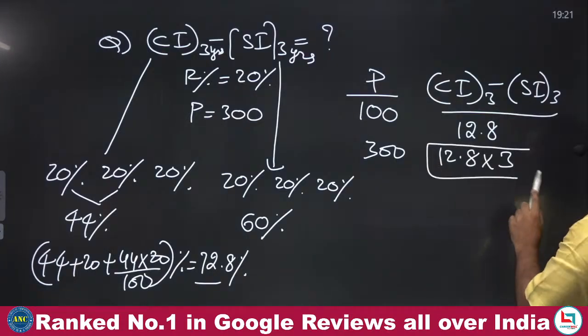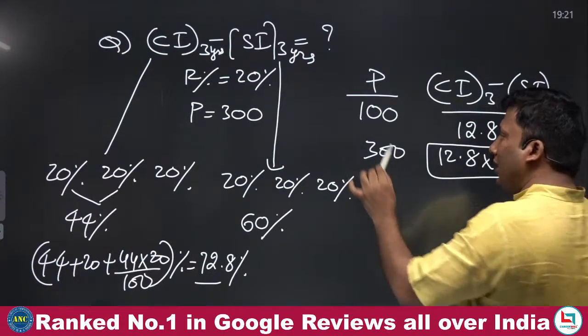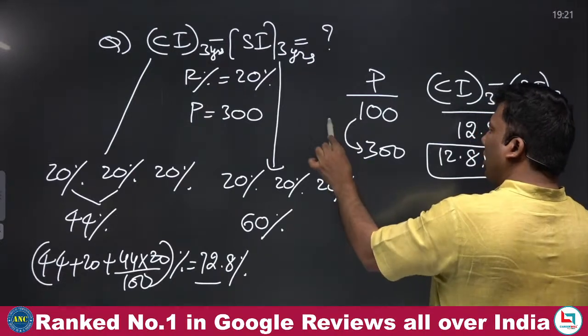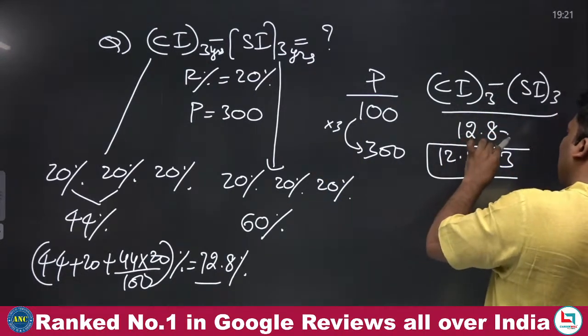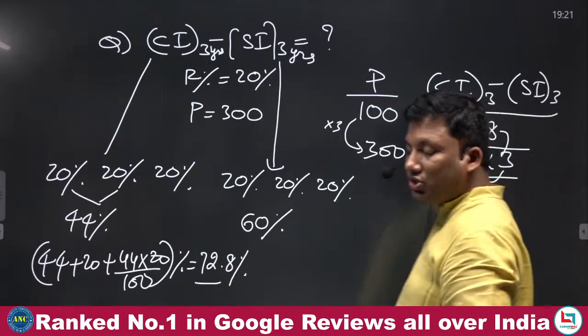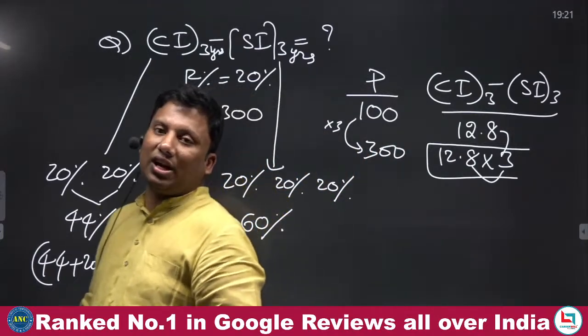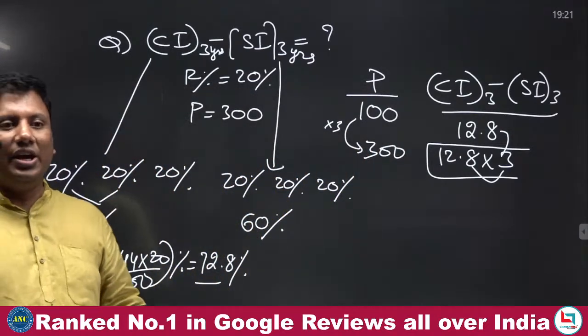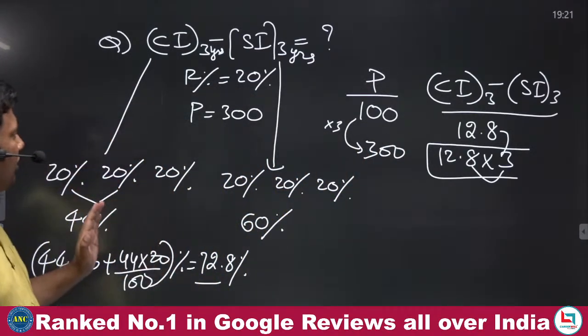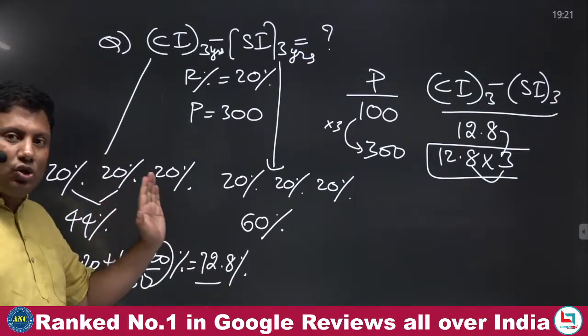The answer is 12.8 into 3. Don't waste your time calculating. 1 is becoming 3 into 3, 8 into 3. Answer's rightmost non-zero digit should be 4.